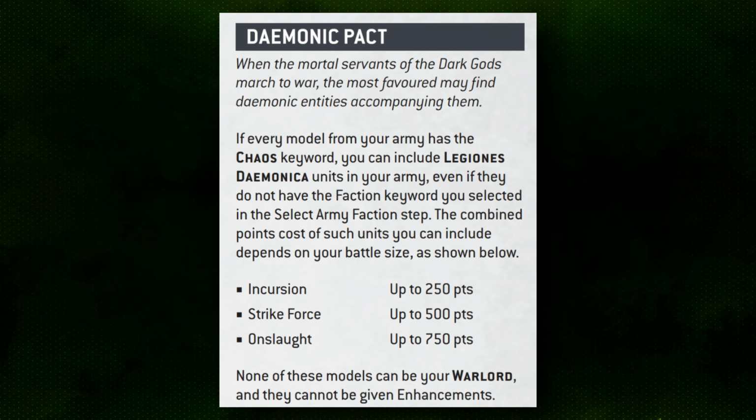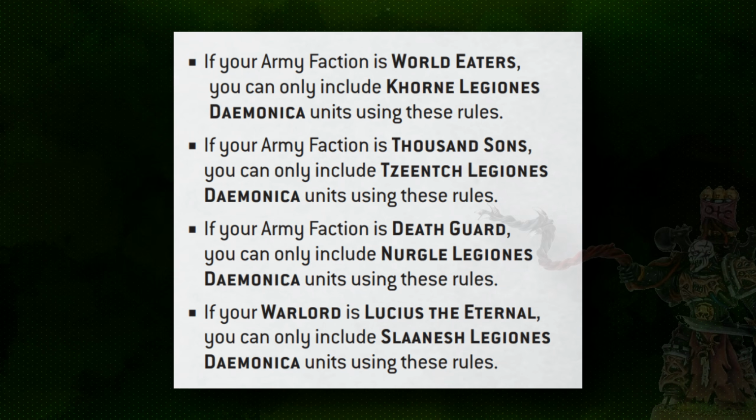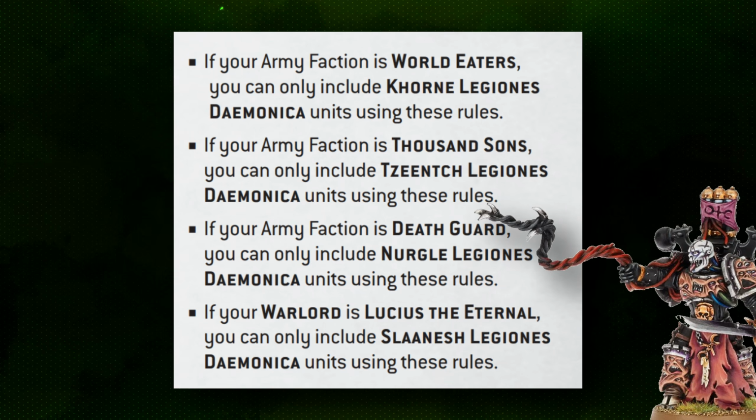This is further restricted if you are playing a Chaos Space Marine Legion allied to a specific god. World Eaters, for example, can only take Khorne units, Thousand Sons can only take Tzeentch, Death Guard can only take Nurgle, and Emperor's Children, despite the fact they don't have an actual sub-faction ability or representation, this is represented by Lucius the Eternal being your Warlord, can only take Slaanesh units.